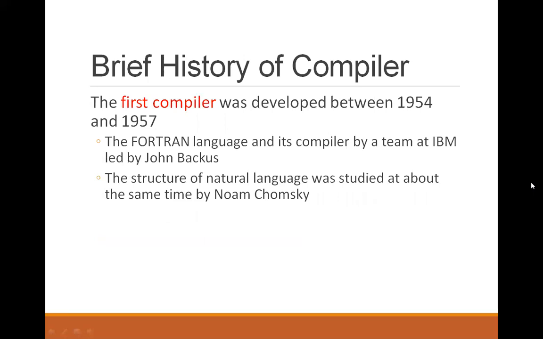The first compiler was developed between 1954 and 57. There was a language called Formula Translation, abbreviated as FORTRAN, and the first compiler was developed for that language. The structure of natural language was studied at the same time, but FORTRAN was the first language to incorporate a compiler as a language translator.